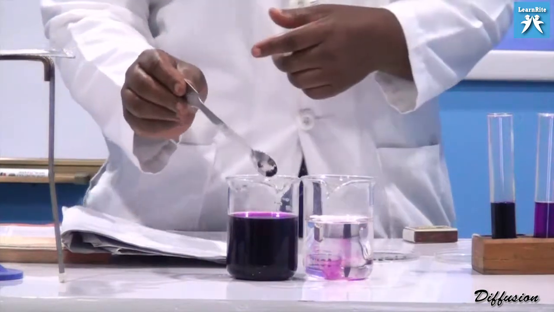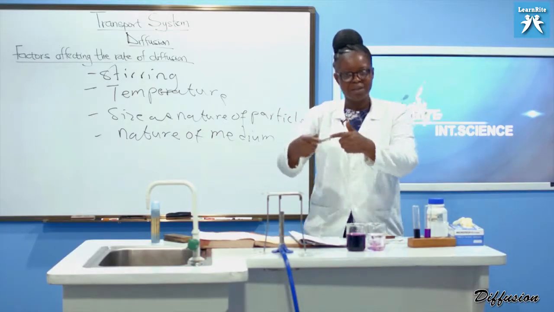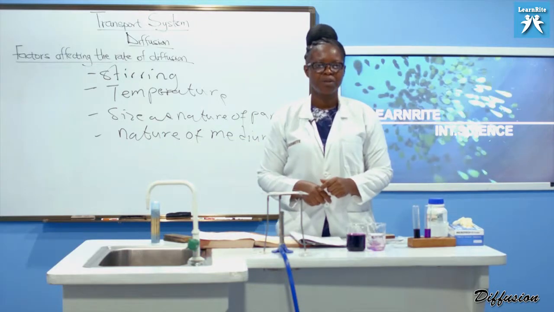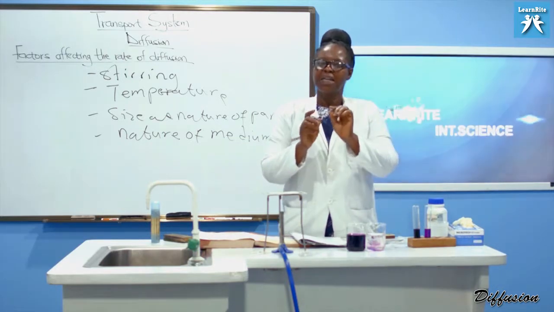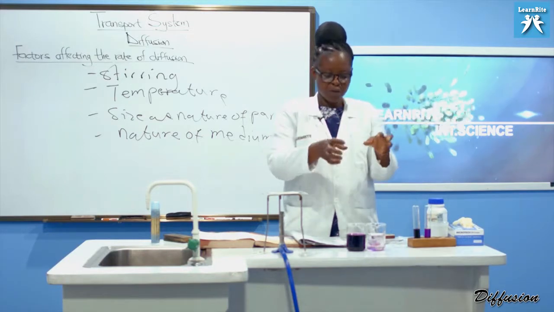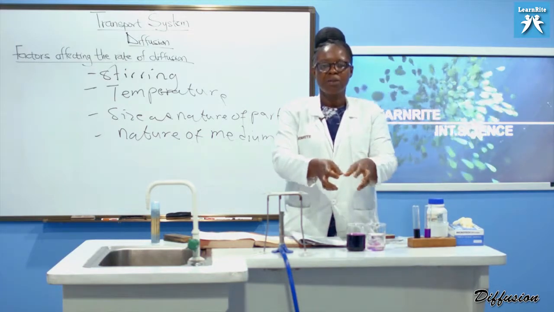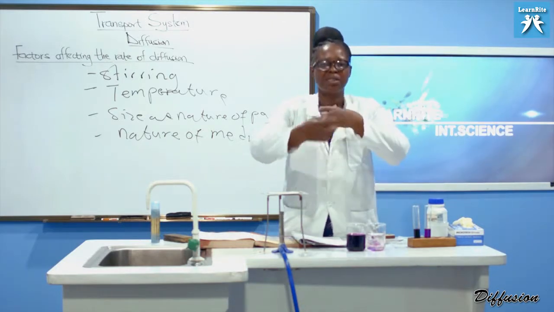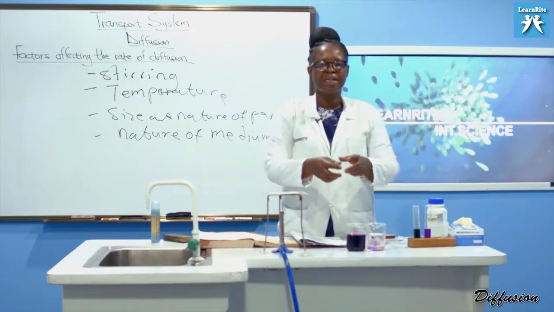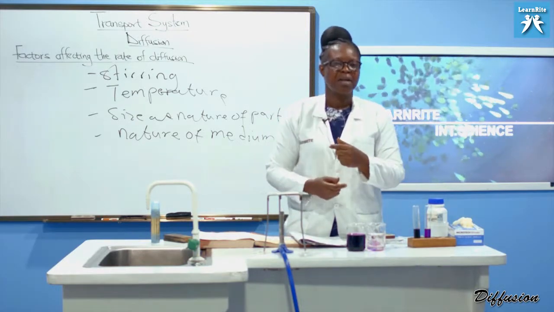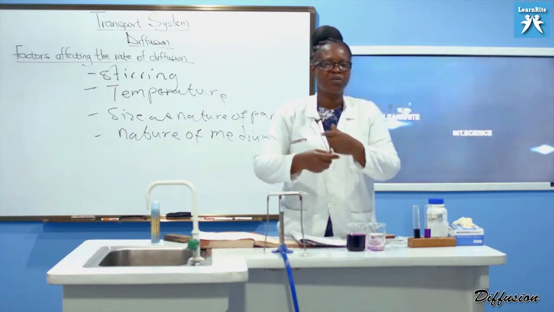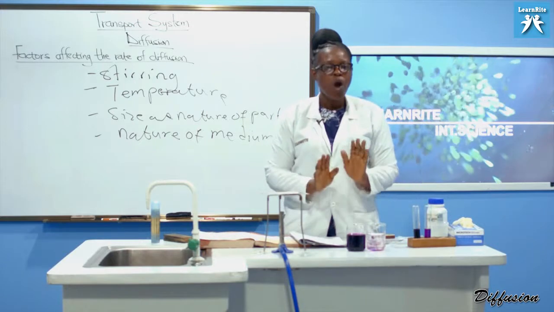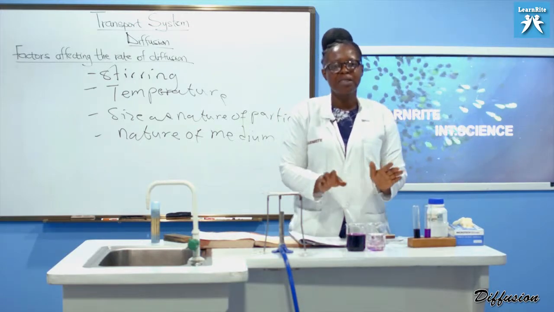So what conclusion can you make? Stirring increases the rate of diffusion, because when one stirs, it agitates the particles. And in this case, we are talking about the particles of the potassium permanganate. The particles are agitated and then they move at a faster rate randomly to cover the entire water. So stirring also affects the rate of diffusion. That is, it increases or speeds up the rate of diffusion, unlike when we just leave it without stirring.